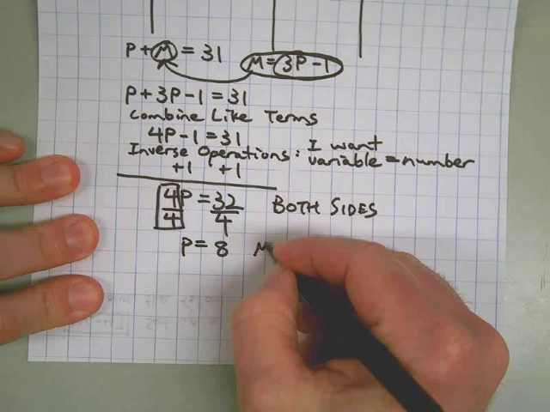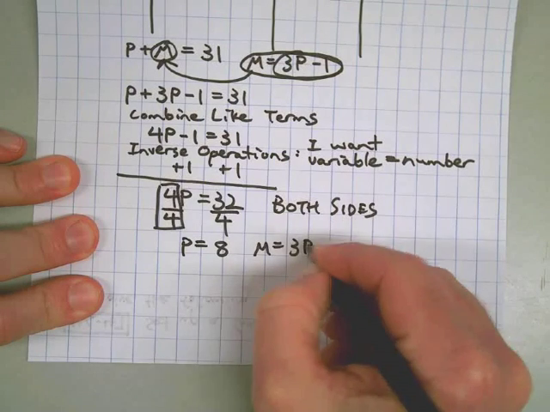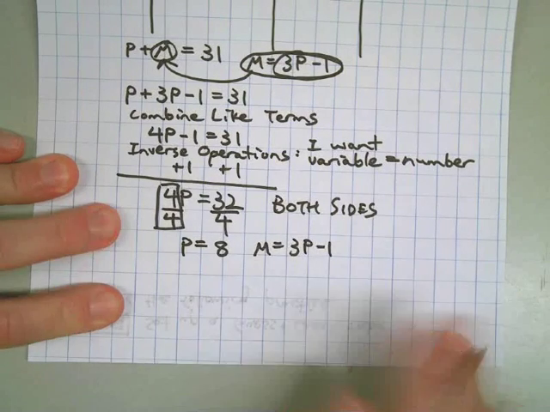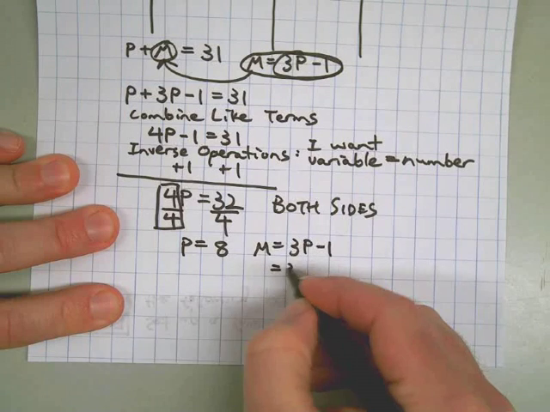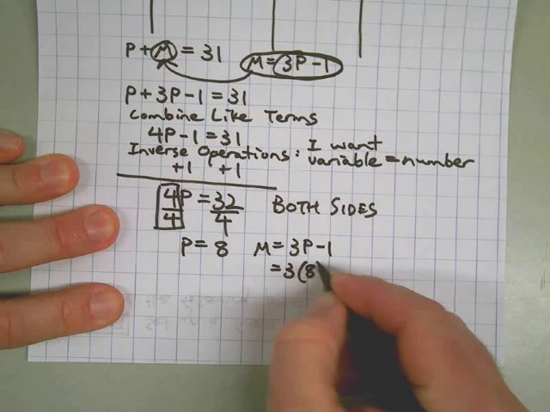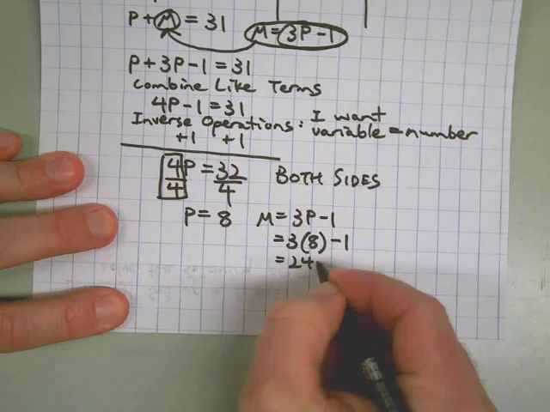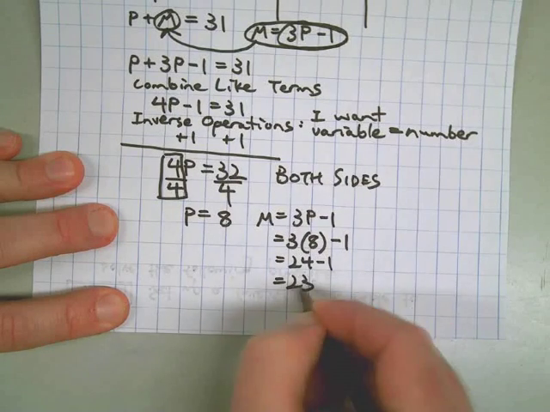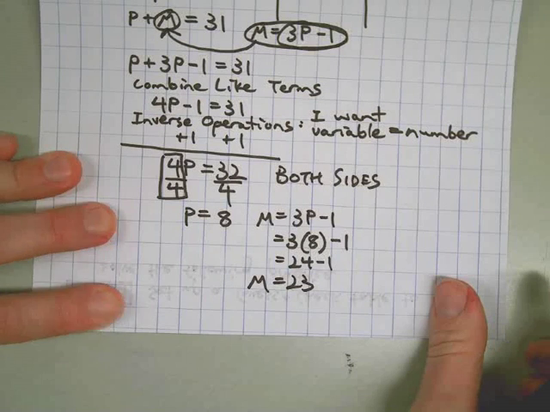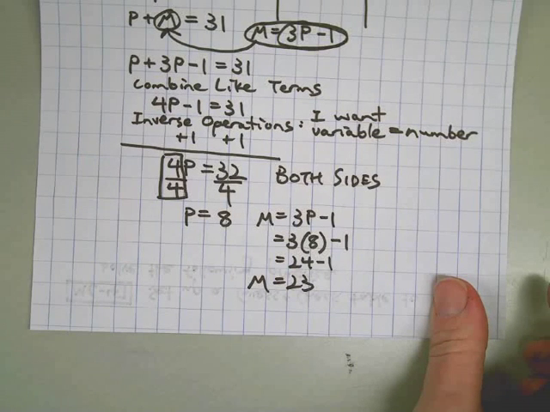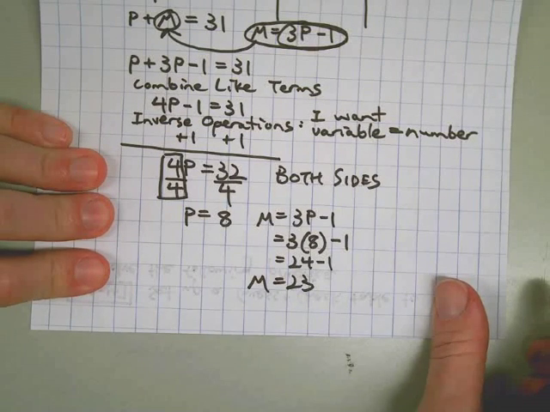Now, since I know Matt equals 3 Pauls minus 1, and I know that Paul equals 8, I can go 3 times 8 minus 1, which is 24 minus 1, which is 23 fish. Now I could celebrate right now because I have answers, but I want to check and make sure my answers are correct.